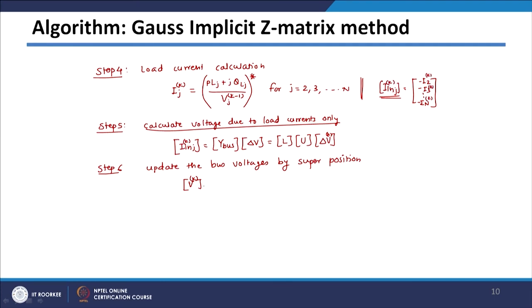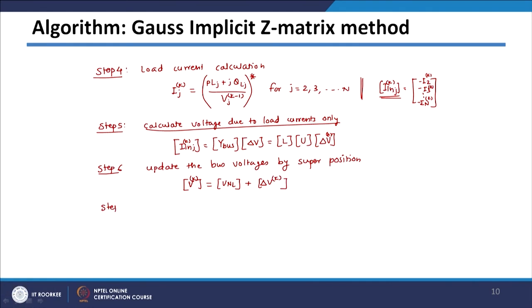So, voltages of the buses at kth iteration will be equal to V no load. No load voltages, as I told you, are not changing at all, they are remaining constant. So, V no load plus whatever delta V which you are getting here at kth iteration. So, this delta V is at kth iteration.